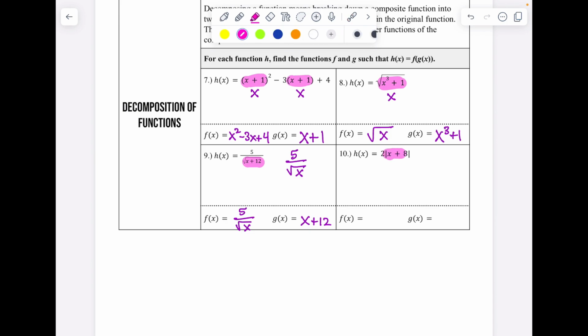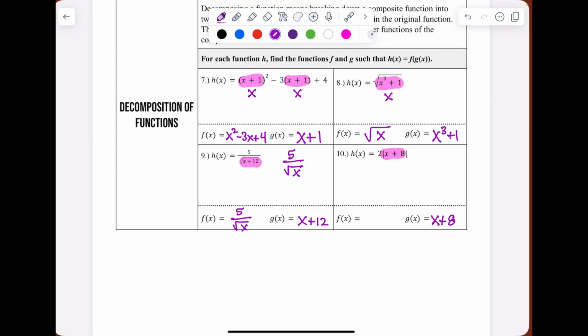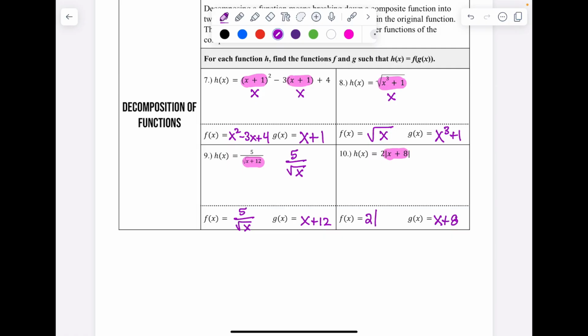For number 10, we could view, again, the inside here as the g of x, x plus 8. And so then f of x would just be 2 times the absolute value of x. Because whatever I'm taking out as g of x, that's where just a normal x would go. Because when we do the composition, we would take this and put it in place of the x. And so if I put x plus 8 in place of x, then we'll have 2 times the absolute value of x. So perhaps you thought of other ways of doing this, but that's at least one way to do it.